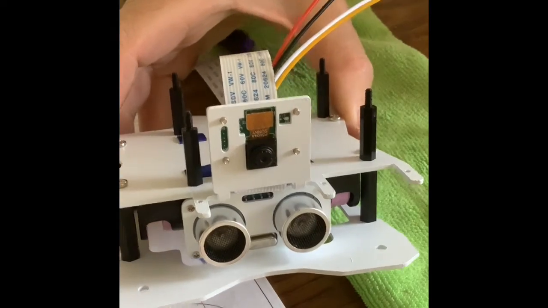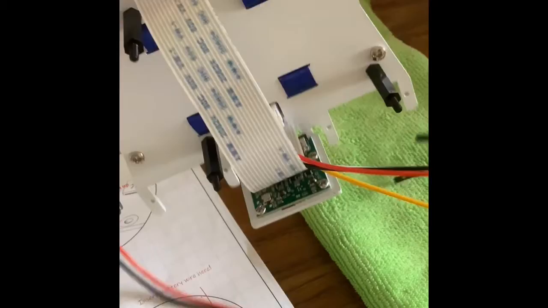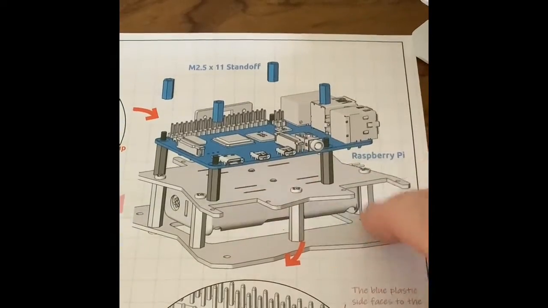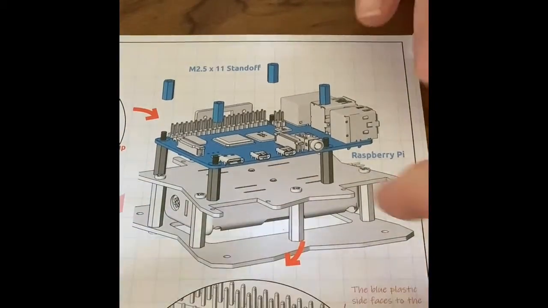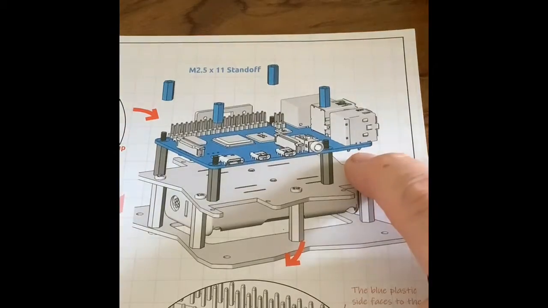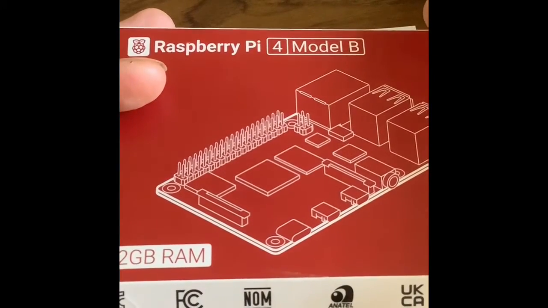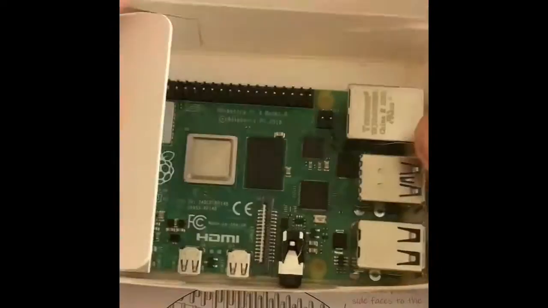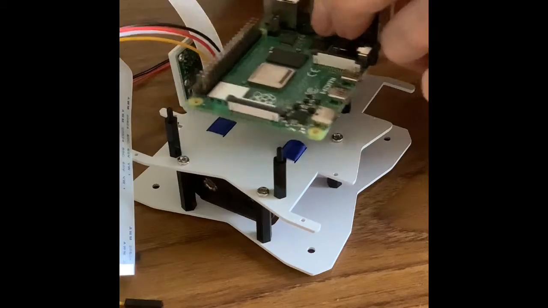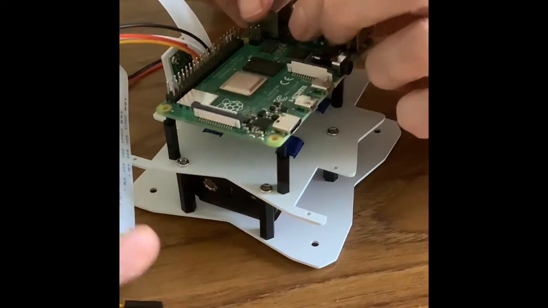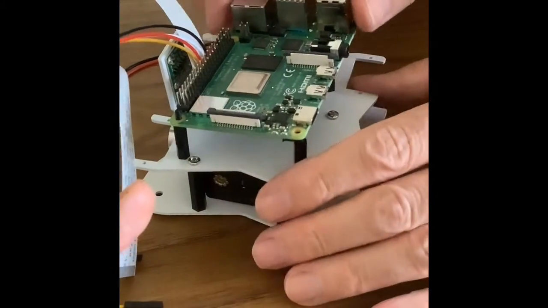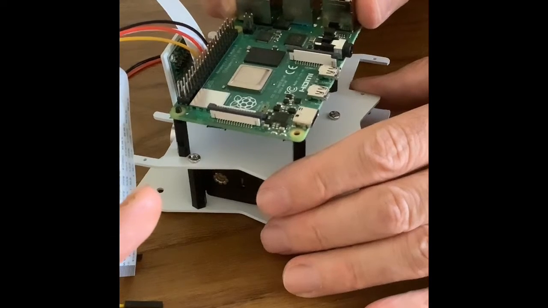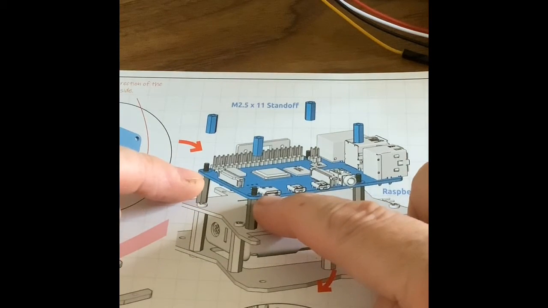So that's the camera module attached. So now we're on to this diagram, which is attaching the Raspberry Pi. So here's our Raspberry Pi. We've got a model 4B. So it's going on the standoffs that we already put in previously. So it's gone on those.